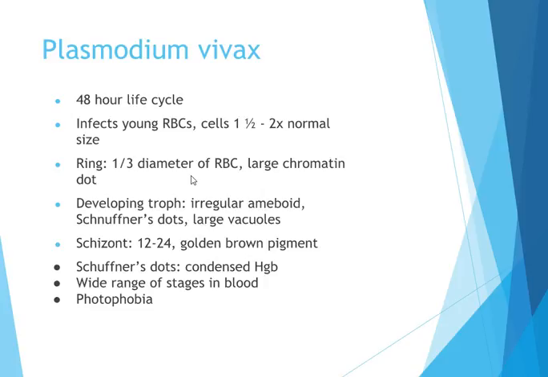and a vacuole. The developing troph is usually irregular, amoeboid. It can have these things called Schüffner's dots, and these are just condensed hemoglobin. It can have large vacuoles. In the schizont, it's supposed to have 12 to 24 merozoites and some golden brown pigment.